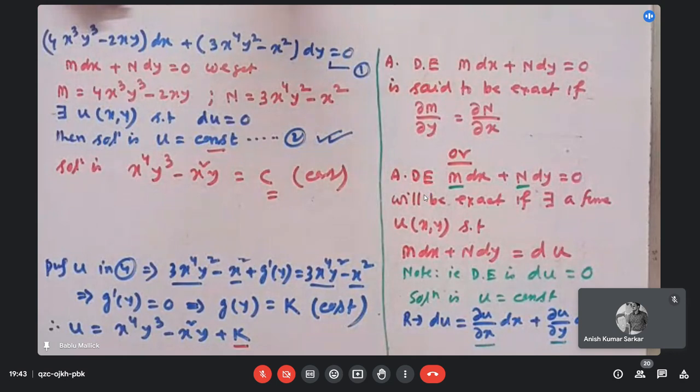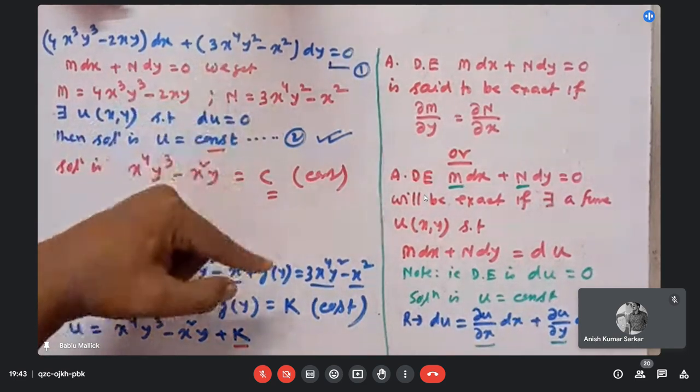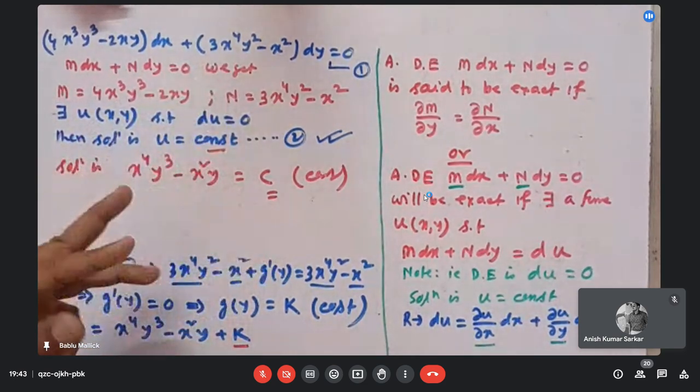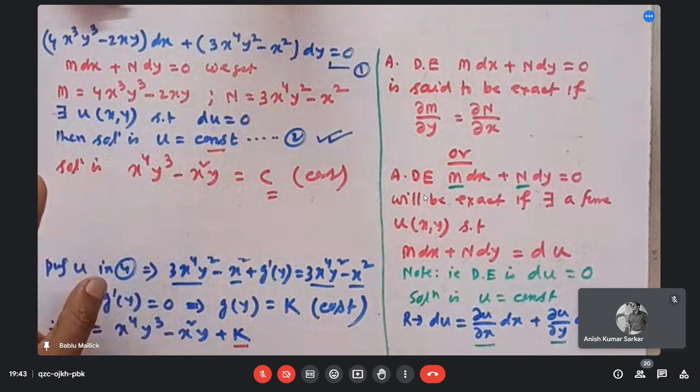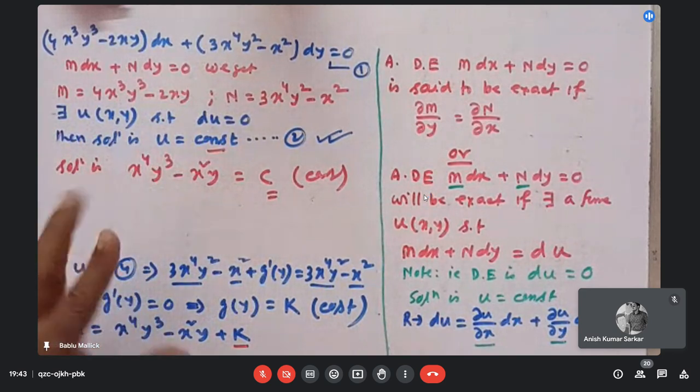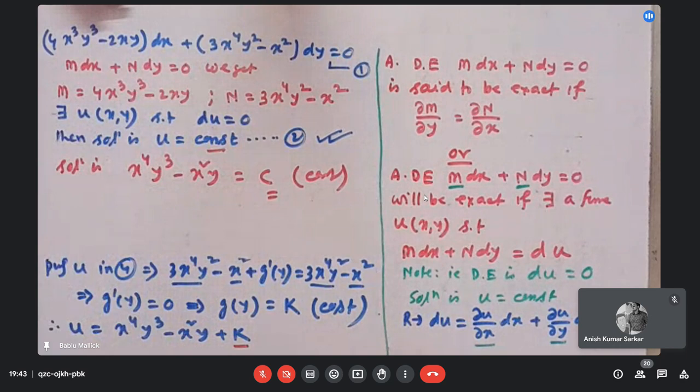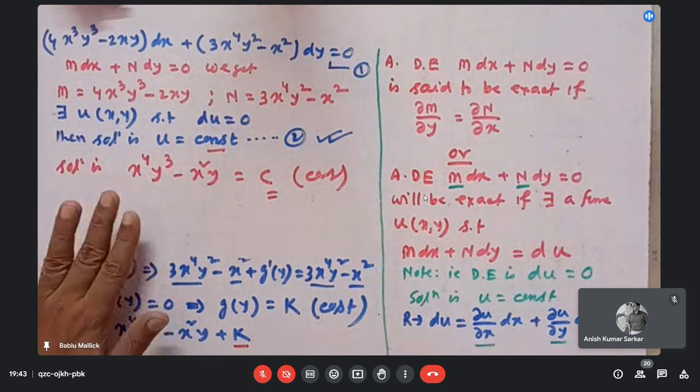There are three methods of solving an exact equation. First method is just integrate M with respect to x and integrate N with respect to y, and the common terms will be rejected. The sum is constant. This is the solution. And in your college maximum teachers follow this method, so that is why I have done this.